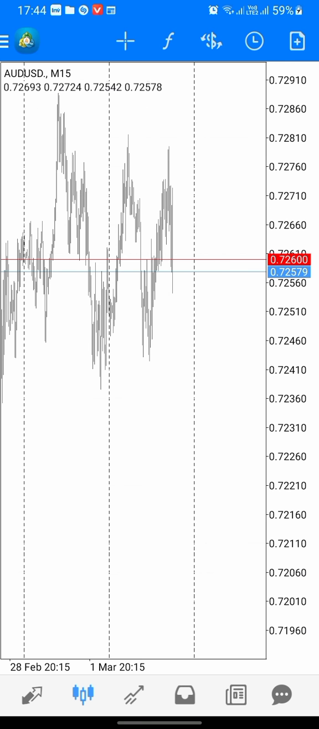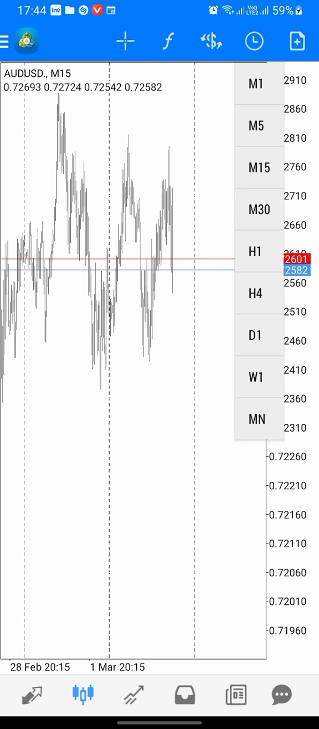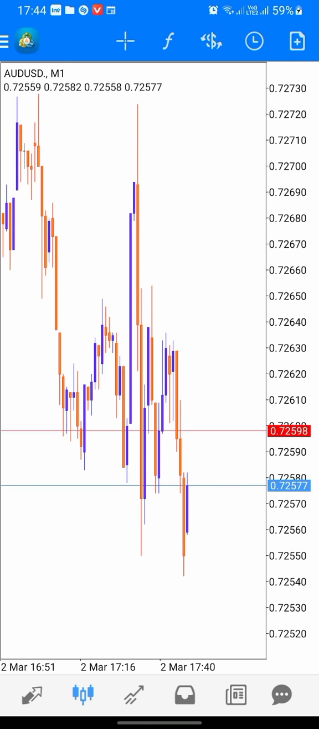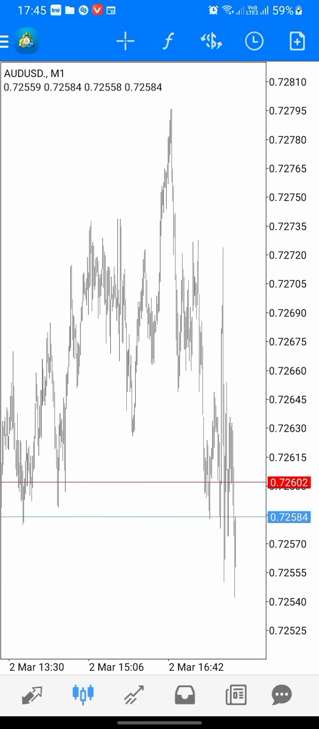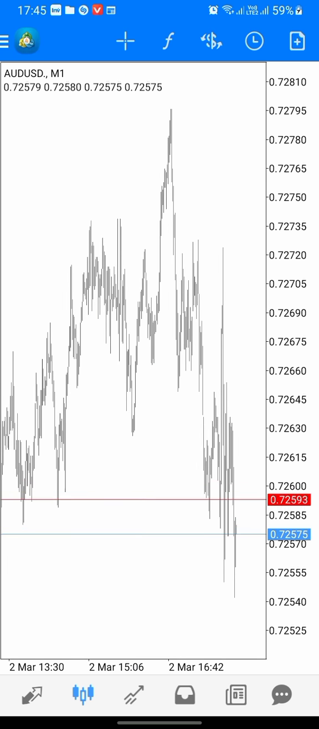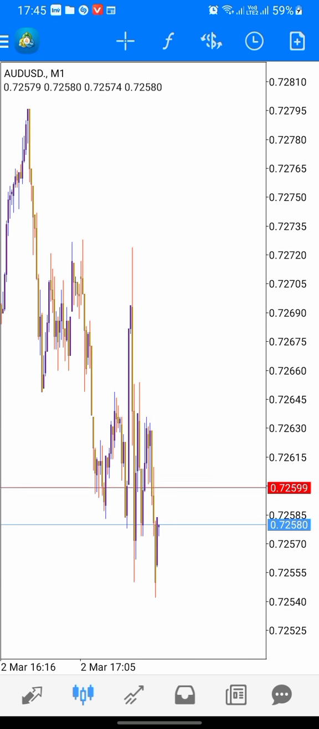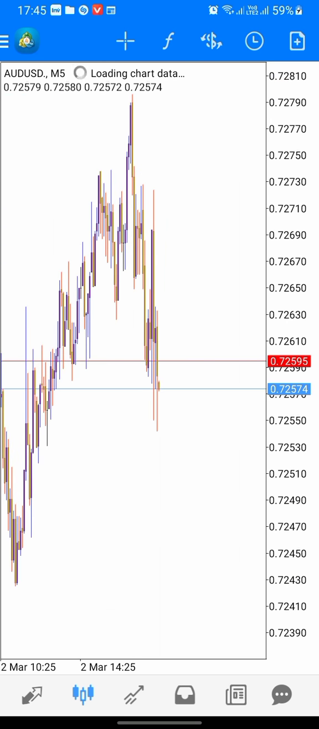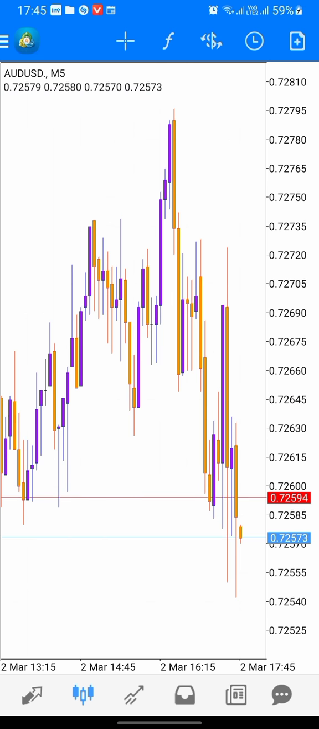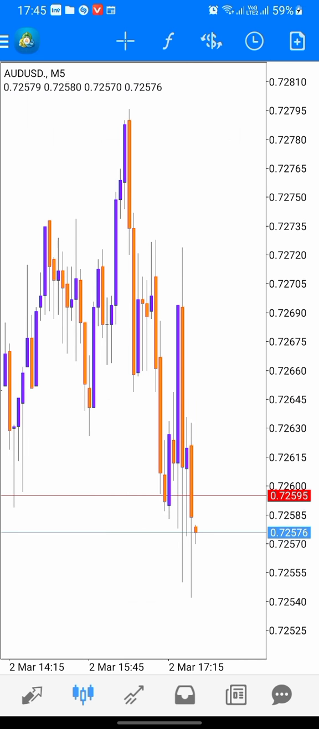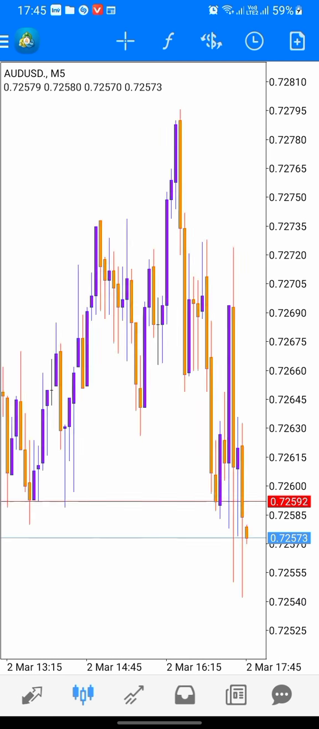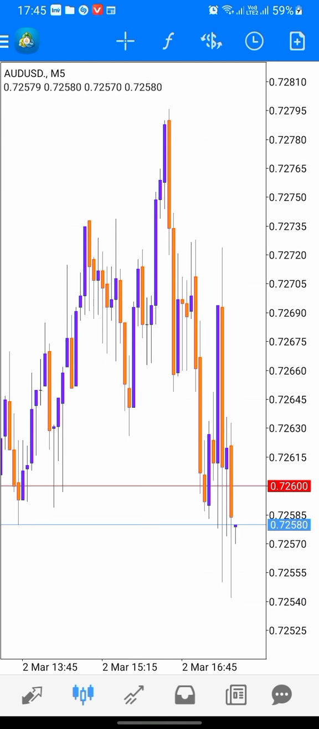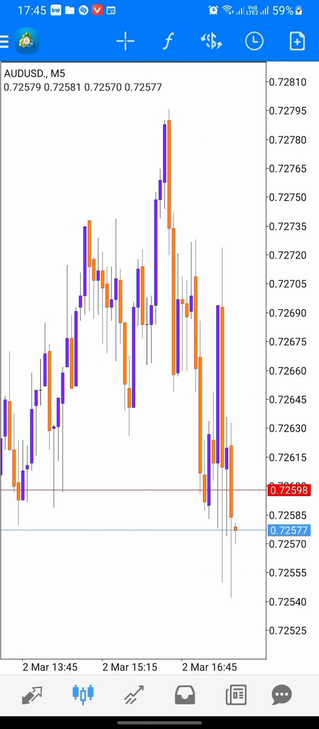Then let's just mess with them so that you see what's happening. Here's your 1 minute. Every 1 minute a new candlestick will pop up. Then we have a 5 minute. 5 minutes is still on the same chart, but on a different time frame. Your 5 minute will look like this, meaning 5 one-minute candlesticks will create one 5 minute candlestick. You know what I mean?